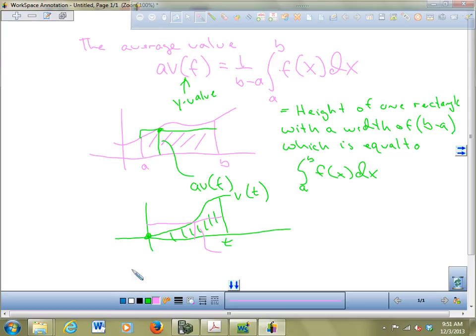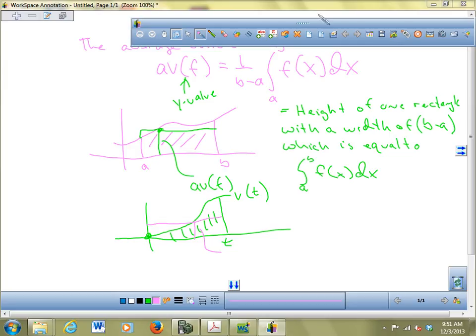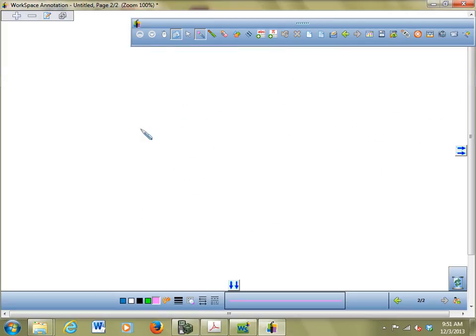Or if you're working with energy or something, the amount of energy you put into, I don't know, heating something up, right? What's the average number of units per hour that you're using to heat this thing up, or anything like that. So the average value becomes very important for real life applications. So let's do a problem. Good? You got that? We're good? Okay. So given a function, find the average value.